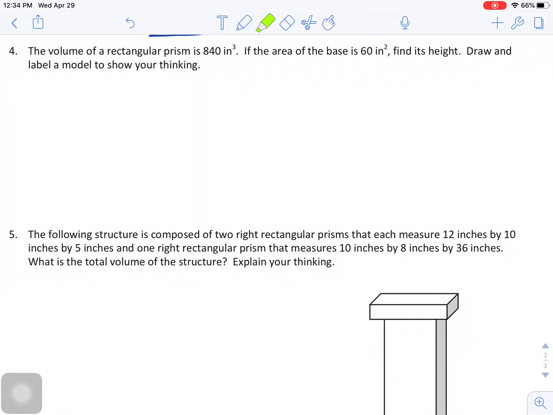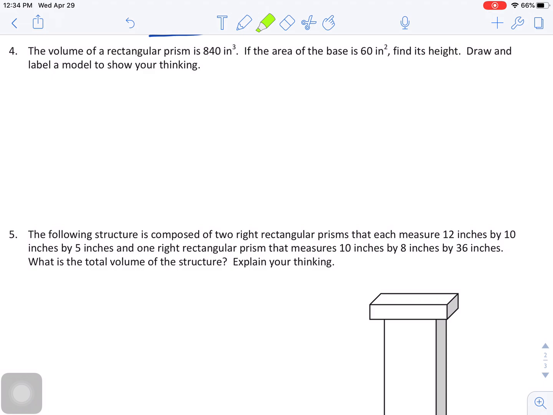All right, let's take a look at problem number 4. The volume of a rectangular prism is 840 inches cubed. If the area of the base is 60 inches squared, find its height. Draw and label a model to show your thinking.